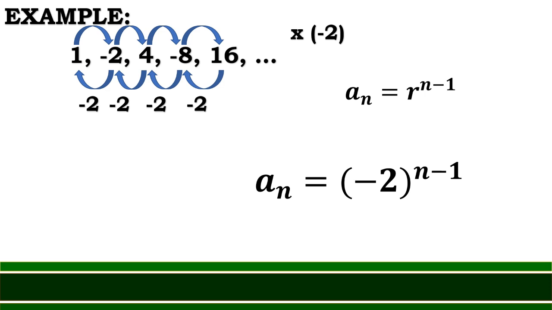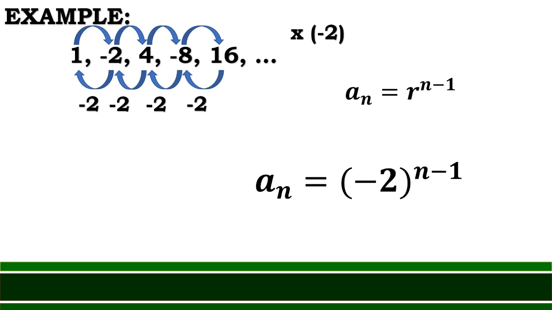So for the common ratio, ito yung ginawa kong form para sa inyo. So it will become r raised to n minus 1, where r here is -2, therefore the general form is -2 raised to n minus 1. So let us try to check. If n is 1, or if you are looking for the first term, 1 minus 1 is 0. Any number raised to 0 is always 1, except 0. What if n is 2? 2 minus 1 will give you 1. -2 raised to 1 is still -2.